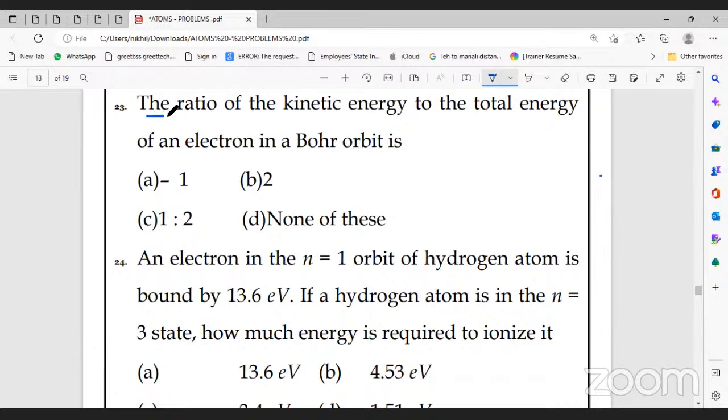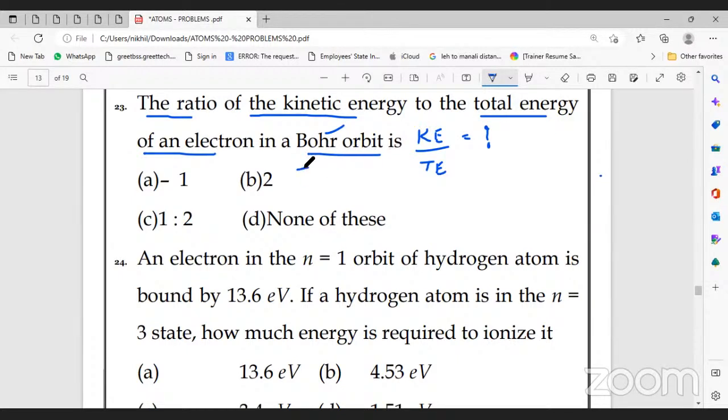The ratio of the kinetic energy to that of the total energy of an electron in the Bohr orbit is. They're asking you to find the ratio of the kinetic energy to that of the total energy of an electron in Bohr's orbit.